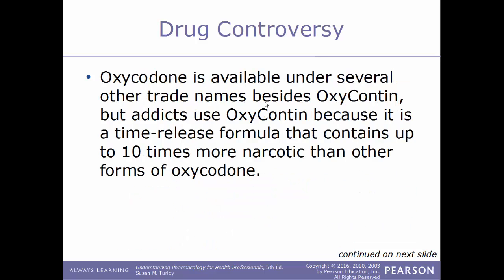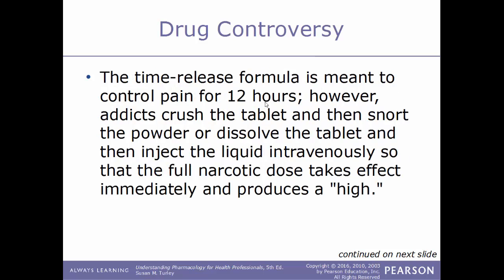Oxycodone is available under several other trade names, besides that of OxyContin, but addicts use OxyContin because it is a time-release formula that contains up to 10 times more narcotic than other forms of oxycodone. See, the time-release formula is meant to control pain for 12 hours. However, addicts will crush the tablet and then snort the powder or dissolve the tablet and then inject that liquid intravenously so that the full narcotic dose takes effect immediately and produces a very strong high.